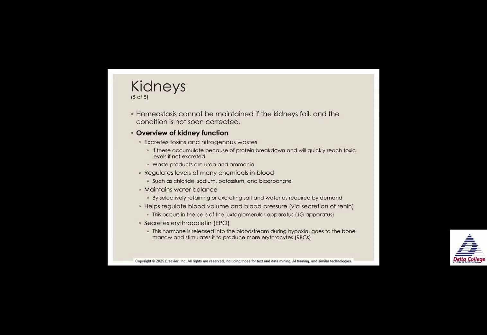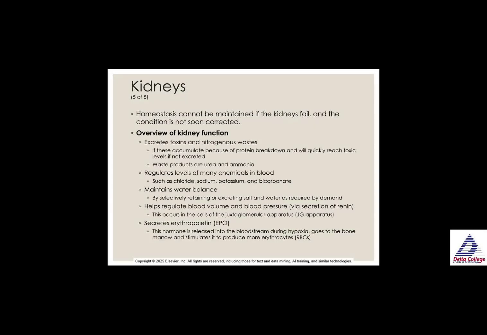So the kidneys excrete toxins and nitrogenous waste. If these wastes accumulate because of protein breakdown, they will quickly reach toxic levels if not excreted. Waste products are known as urea and ammonia. Another function of the kidneys is that it regulates levels of many chemicals in the blood, such as chloride, sodium, potassium, and bicarbonate.